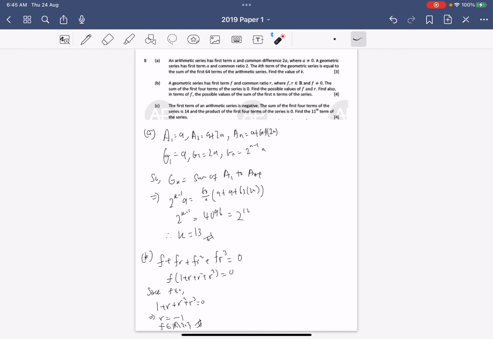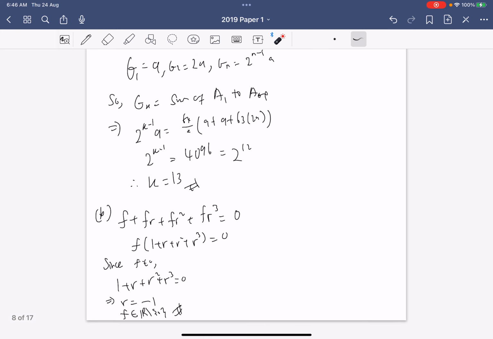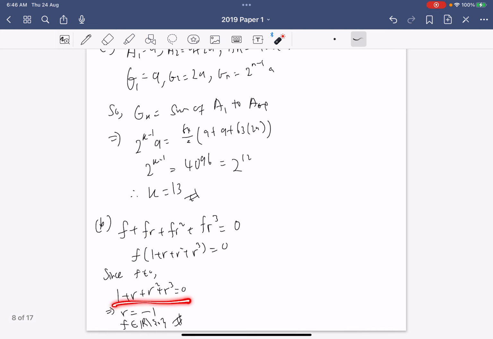Next, for part B, it says that the geometric series has the first term f and common ratio r. The sum of the first 4 terms is 0, and we are to find the possible values of f and r. We'll also find, in terms of f, the possible values of the sum of n terms of the series. So firstly, we know that f plus fr plus fr squared plus fr cubed must equal 0. We take out the f, it's 1 plus r plus r squared plus r cubed. Since f does not equal 0 as given, we can cancel it off, and we just get this equation, 1 plus r plus r squared plus r cubed.